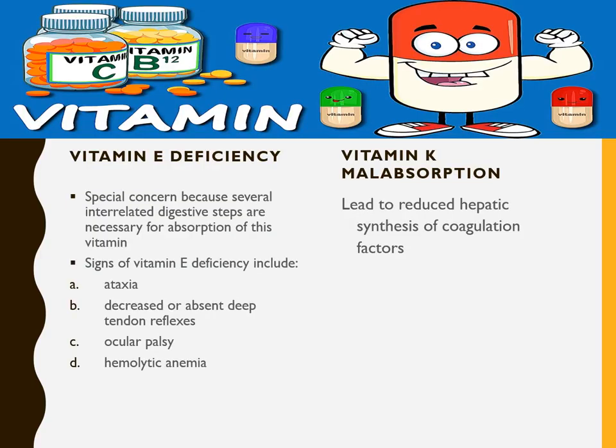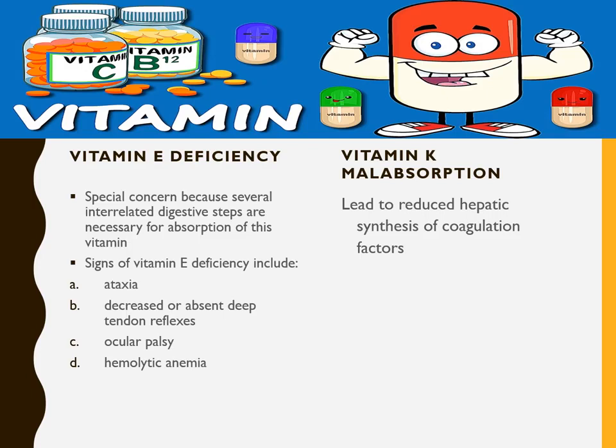Fat-soluble vitamins depend on intact fat absorption to get absorbed. As you know, vitamin K, vitamin E, vitamin A, and D are the fat-soluble vitamins. Vitamin K, for example, is very important for the hepatic synthesis of coagulation factors, mainly the extrinsic pathway. So in case those patients have vitamin K deficiency, you would find a prolonged PT and a very high INR if you test them.